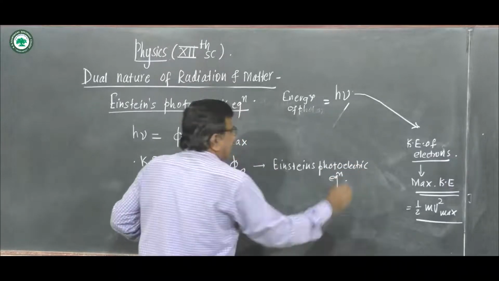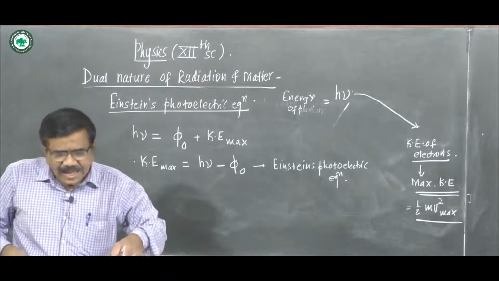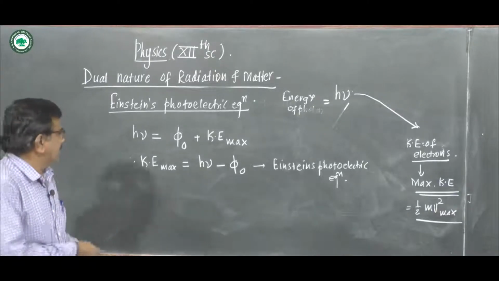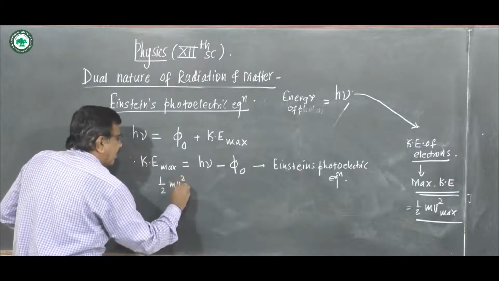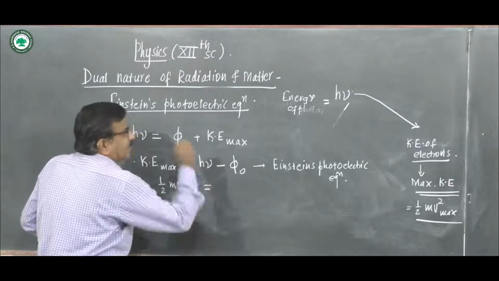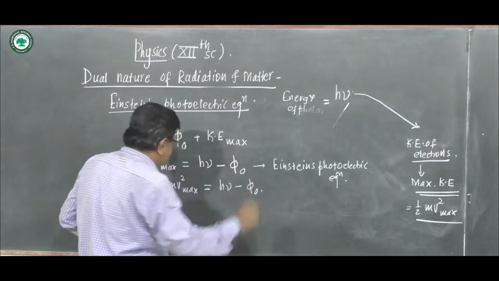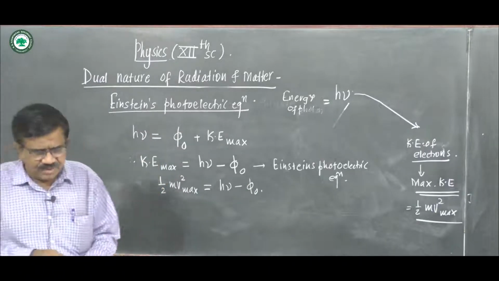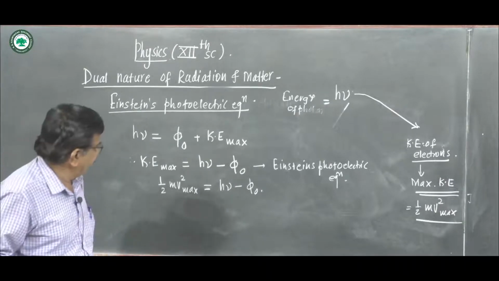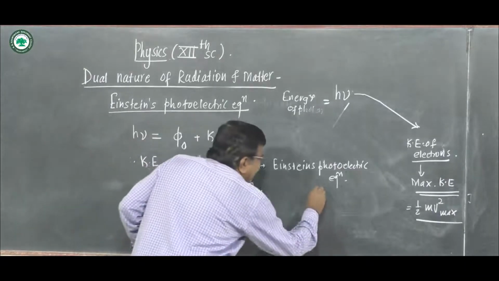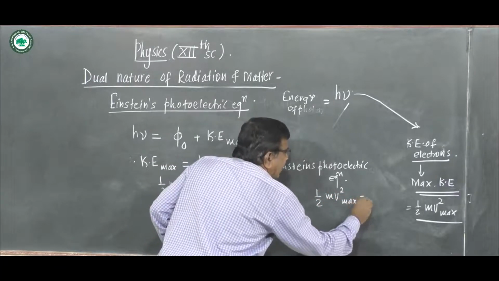We can explain different characteristics of the photoelectric effect with the help of this Einstein's photoelectric equation. We also write this as 1/2 mv square max is equal to h nu minus phi 0. Kinetic energy maximum is equal to 1/2 mv square max, but in the previous article we also know this 1/2 mv square max is equal to e into V0.